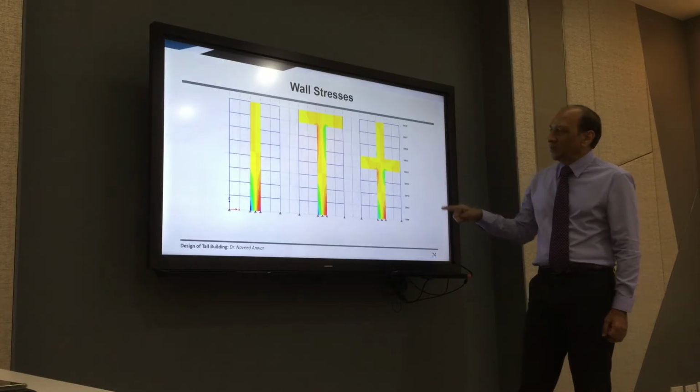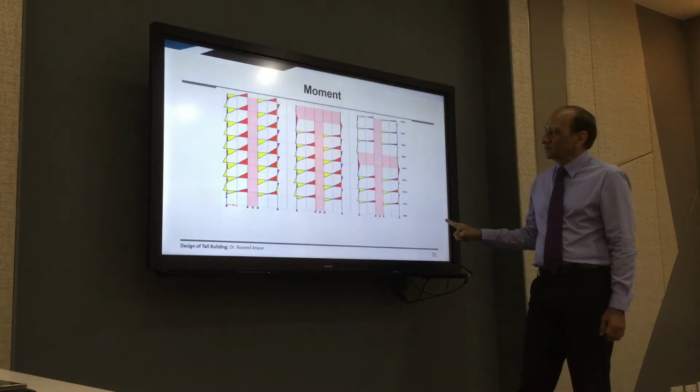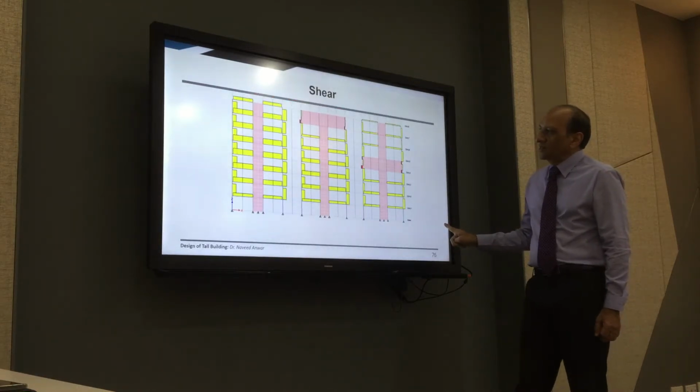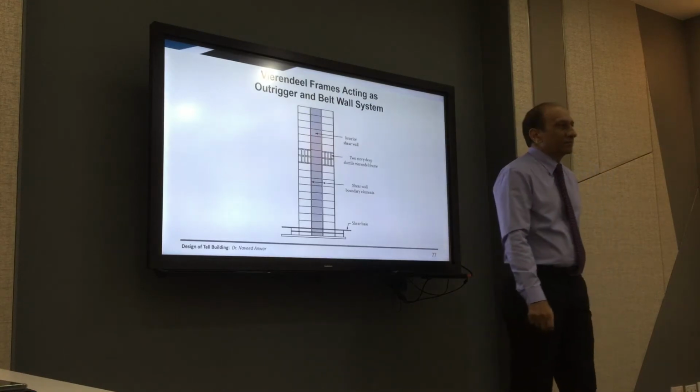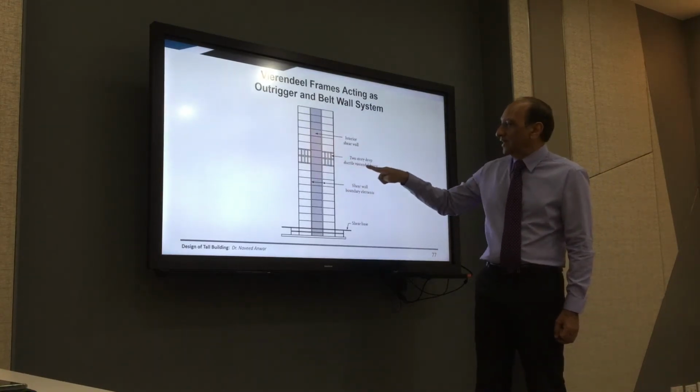So stresses in the wall and column because of the outrigger. Moments in the columns and shear in the column. So you can see all of these, so you can study all these things easily. And sometimes, like I said, outriggers with openings, ductile Vierendeel frames.